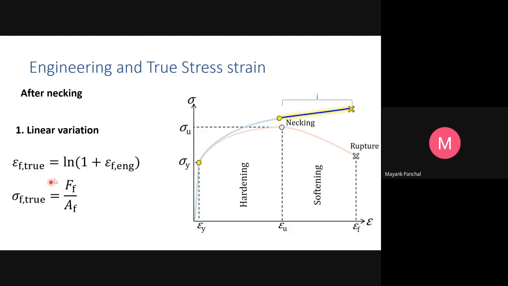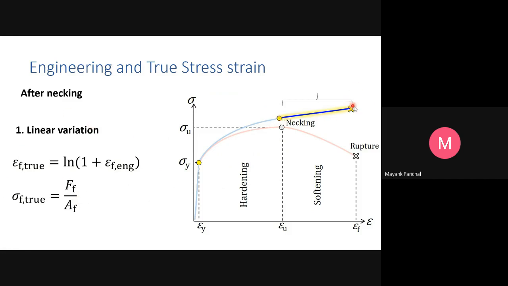True failure or true rupture strain is equal to a similar formula, ln of 1 plus the engineering strain at rupture or failure. How to calculate true failure stress? Force at failure divided by area at failure. Once your specimen breaks, you calculate the area and you know the force, so you calculate this. So this is one method.